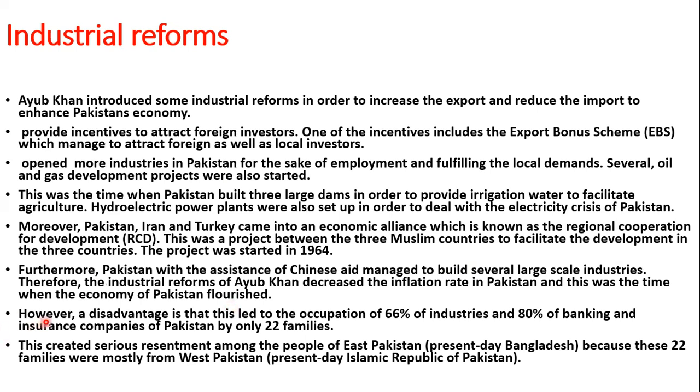However, a disadvantage was the occupation of 66% of industries and 80% of the banking and insurance companies by only 22 families. This is one of the major objections to the industrial reforms, that at the time the people close to the ruler became very cunning, and they took the wealth: 66% of industries and 80% of banking and insurance came under those families.